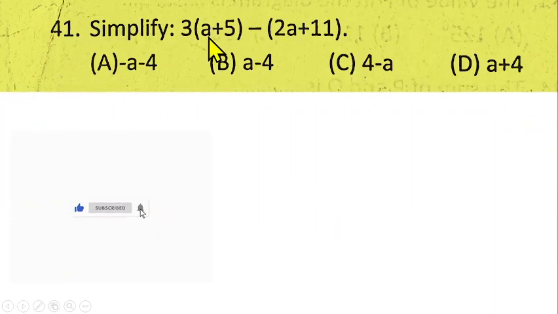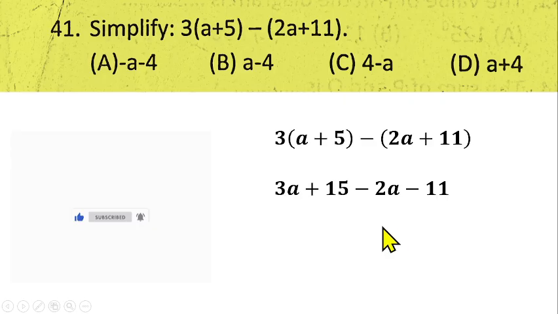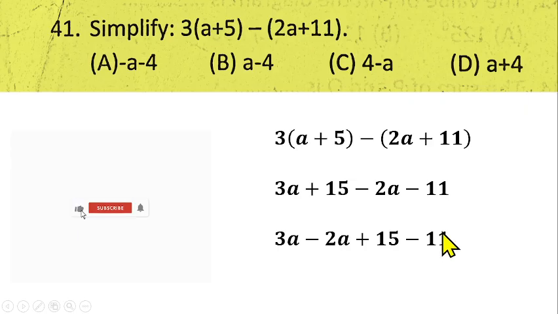Question number 41, we have to simplify this linear expression by opening the bracket. That will give us 3a plus 15 minus 2a minus 11. Because this minus will open the bracket, you have minus 2a minus 11. Collect like terms: 3a minus 2a gives us a, 15 minus 11 gives us 4. So you have a plus 4 as the answer, which is option D.